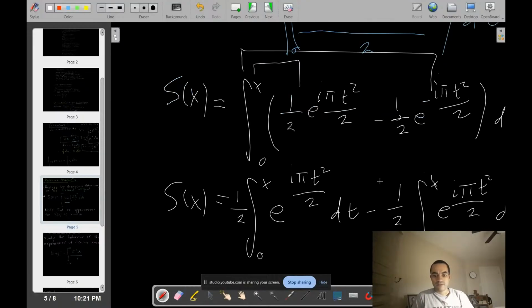Okay. Now, there is a way to integrate this, if you look carefully. There's a way to integrate that. If you notice, it looks something like a Gaussian integral.